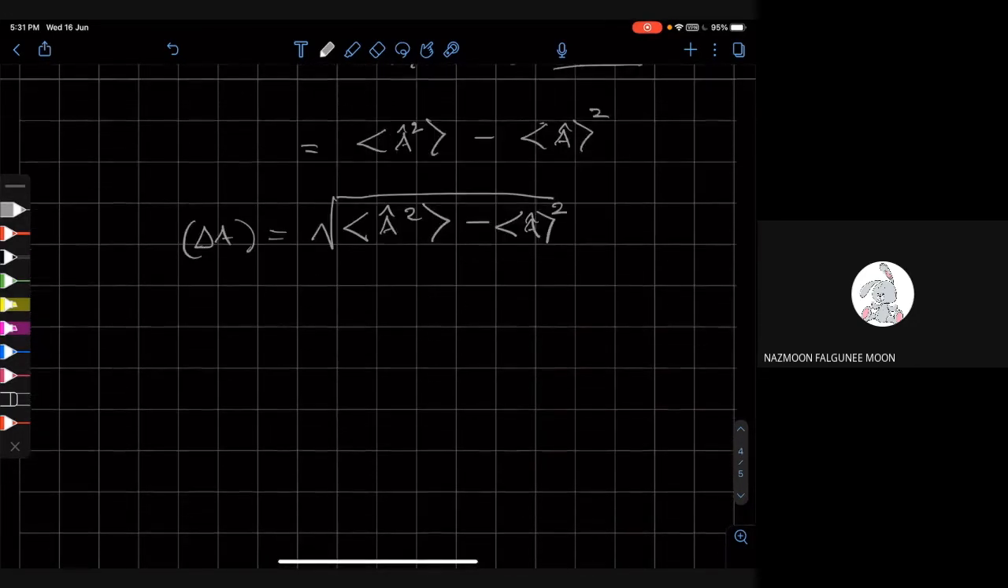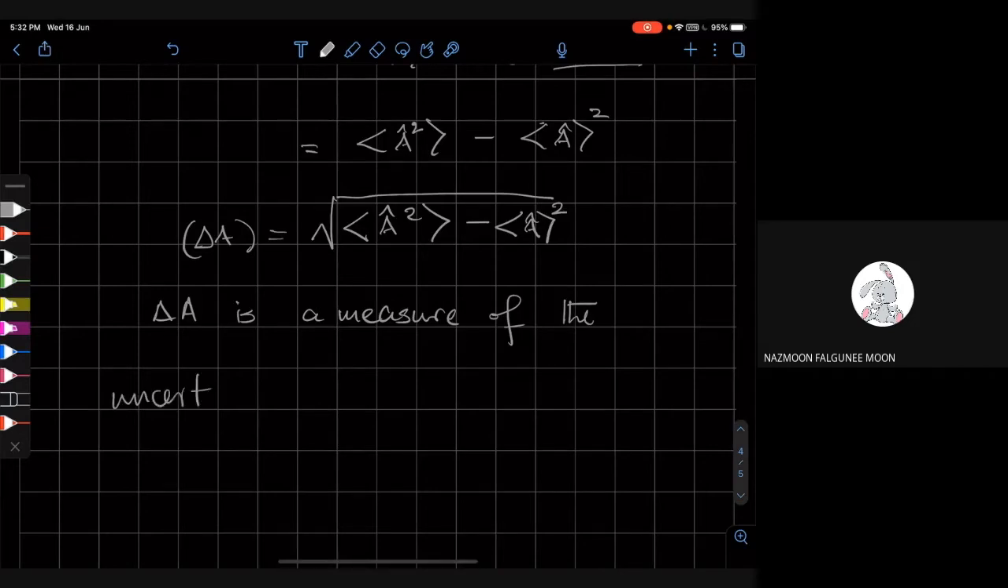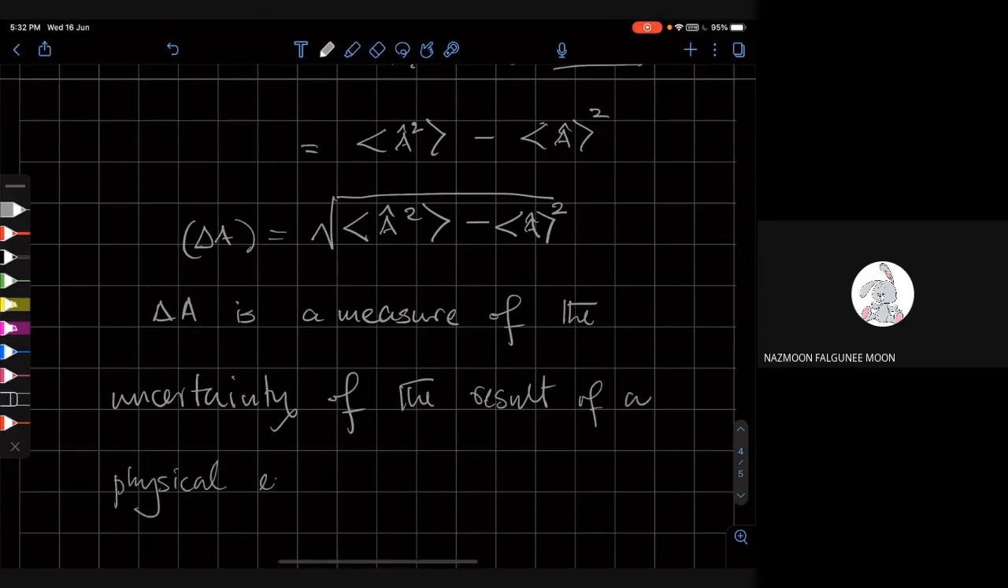And what is delta A? Delta A is a measure of the uncertainty of the result of a physical experiment. So what do I mean by that?